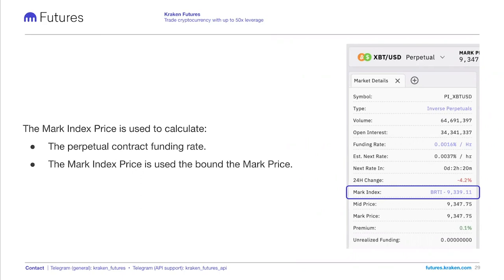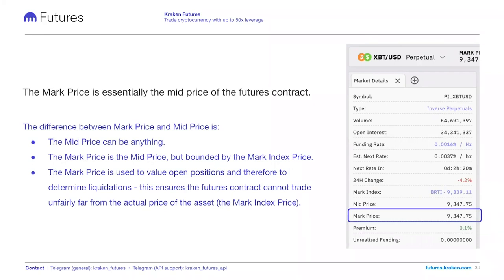The mid price. I think the next slide is actually this. Yeah. So the mark price is the mid price of the futures contract, but it is bounded by the spot index price. Basically, it's the mid price, but it can't go too far away from the spot price. The reason is the mid price, especially on spot markets, can be anything. It can go up or down based on market demand. The mark price is the mid price bounded by the spot price.